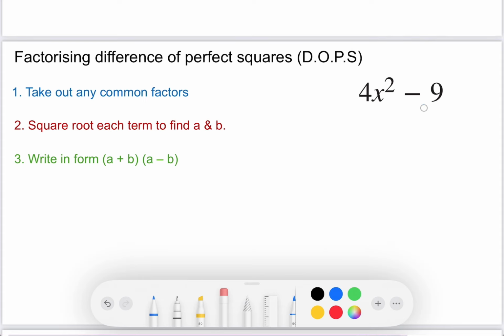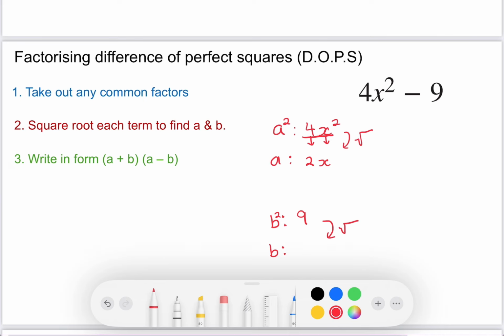So instead, I'm just going to skip to my next step, which is where I'm going to define a squared and b squared to find a and b. Here, a squared is 4x squared, and b squared is 9. So if I want to find just a, I have to square root this whole term. So I'm going to square root the 4, which gives me 2, and square root the x squared, which gives me x. Again, to find b, I have to square root. Square root of 9 is 3.